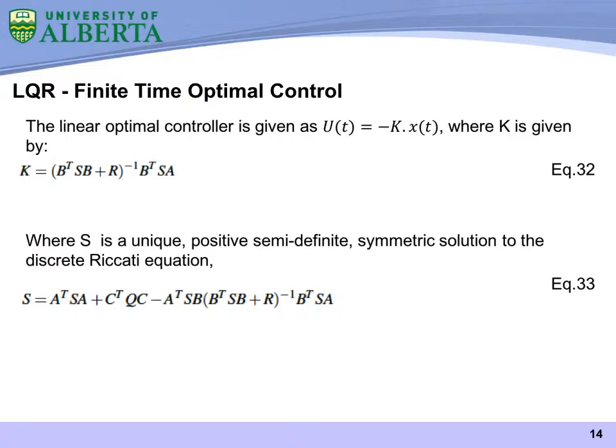There is a slight difference in the discrete setting with respect to the Riccati equation. The continuous Riccati equation and the discrete Riccati equation are slightly different. There was P, here is S. We are calculating P for the continuous case on the infinite horizon, and here it is S.